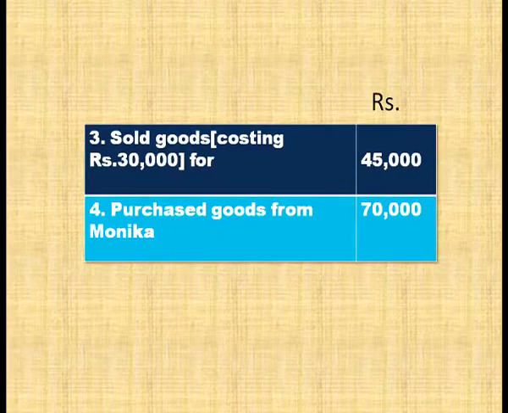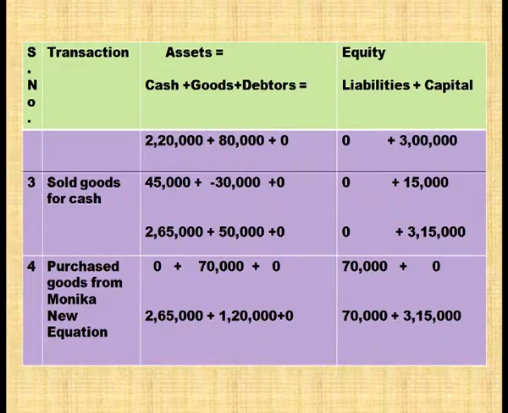Another set of transactions: sold goods costing 30,000 for rupees 45,000, and purchase goods from Monica 70,000. Earlier accounting equation is given, and the new transaction is sold goods for cash. Goods worth rupees 30,000 are going from the business at cost price. Cash worth rupees 45,000 is coming inside the business at selling price. Selling price is more than the cost price, so it is a profit. 45,000 selling price minus cost price 30,000 will give you 15,000.